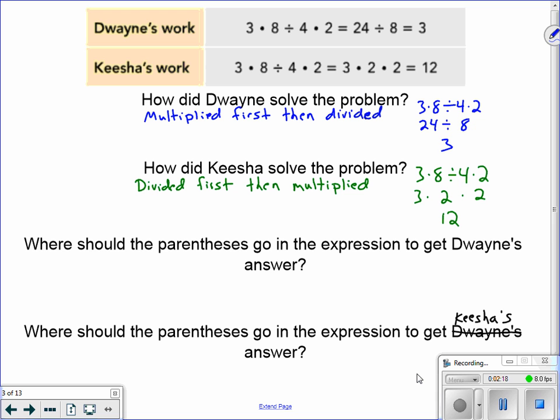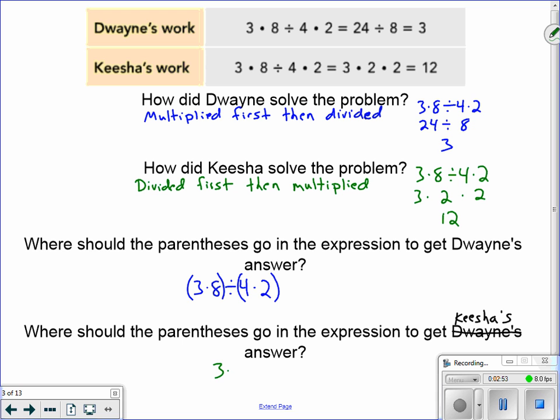The next question is, where should the parentheses go in the expression to get Dwayne's answer? For Dwayne, with 3 times 8 divided by 4 times 2, he multiplied first, so we would need to put parentheses around the 3 times 8 and the 4 times 2. That would allow us to get his answer. For Keisha, by the way, there's a typo in case you don't notice: cross it off and change Dwayne to Keisha in this second one.